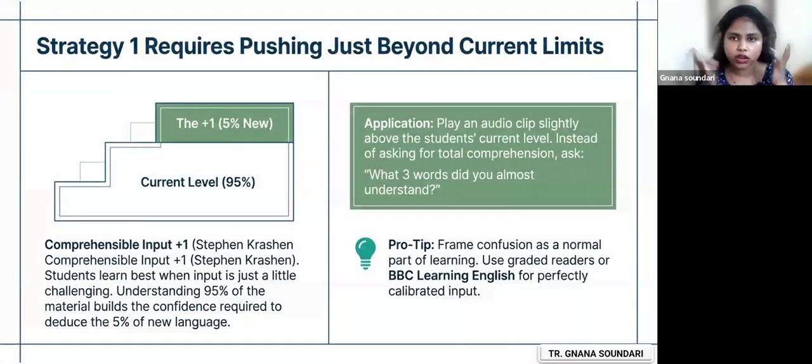So if I'm teaching in the class, 95% of what they hear and read, if they are able to understand that, their brain automatically learns the remaining part. For this, you can play audio clips in the classroom slightly above the student's current level instead of asking, for example, if I am teaching a paragraph, what we used to do is ask them to summarize the paragraph, what I have taught you right now.